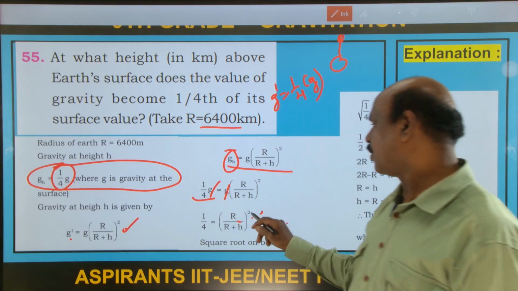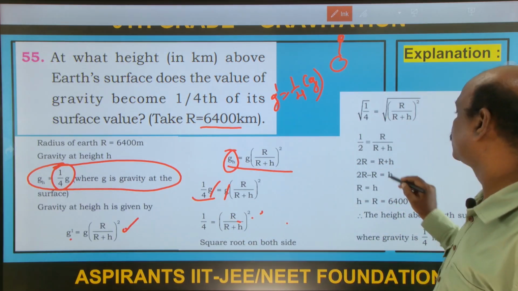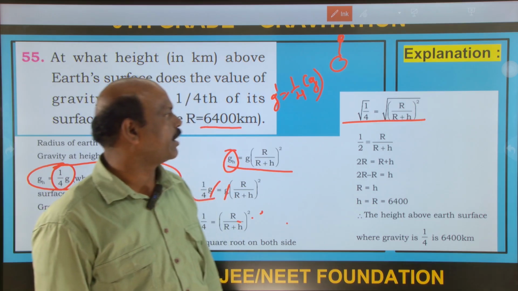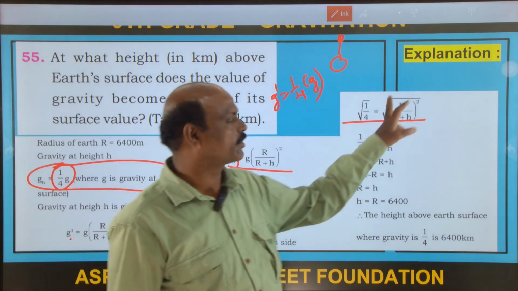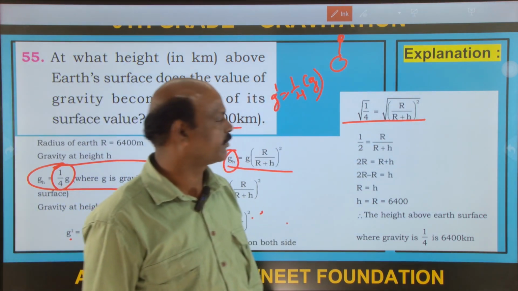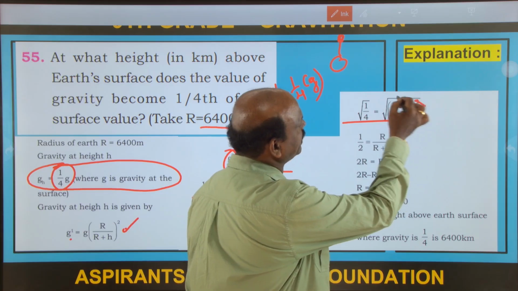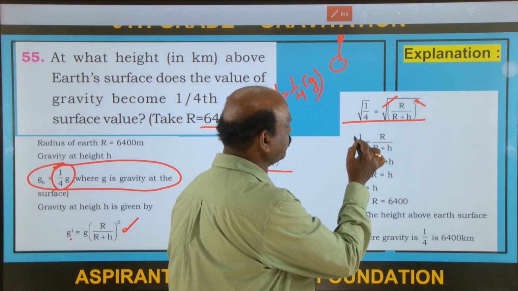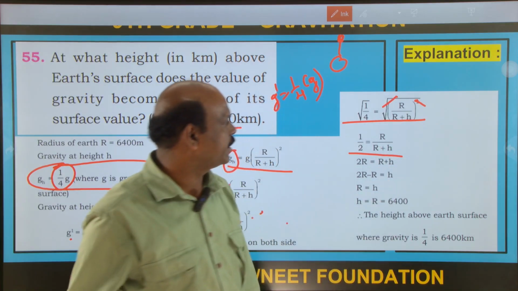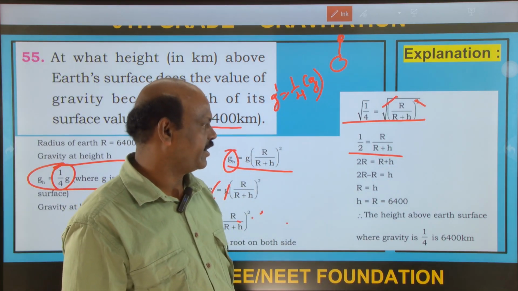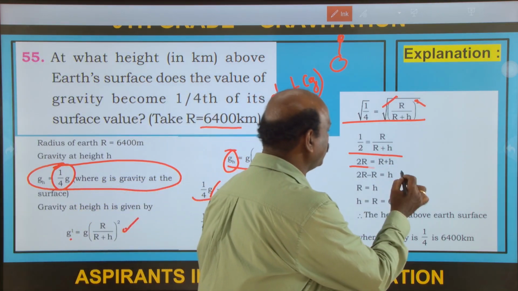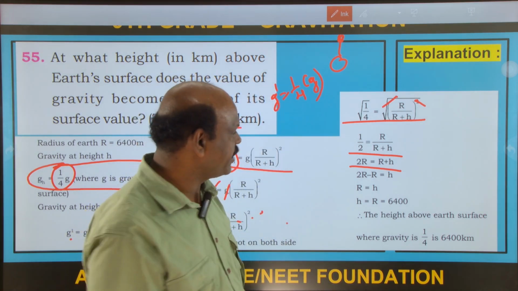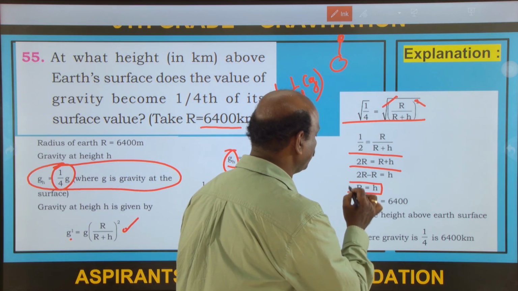So to remove this square, take square root on both sides. That is root 1/4 is equal to square root of R by R plus H square. So here square and square root you can cancel. Then you will get 1/4 square root is 1/2. 1/2 is equal to R by R plus H, cross multiplying, we get 2R is equal to R plus H. Then R is equal to H.